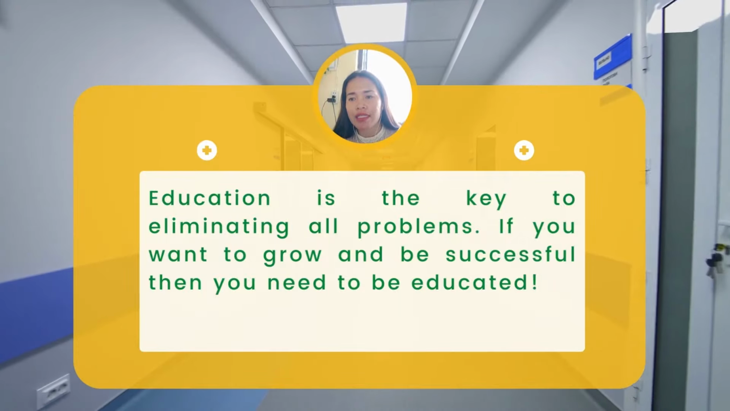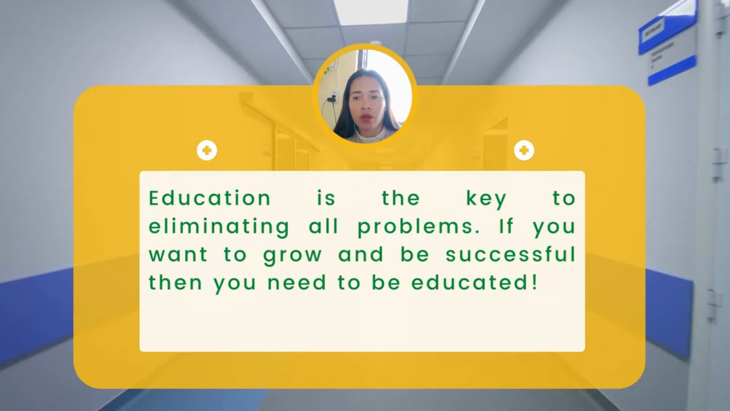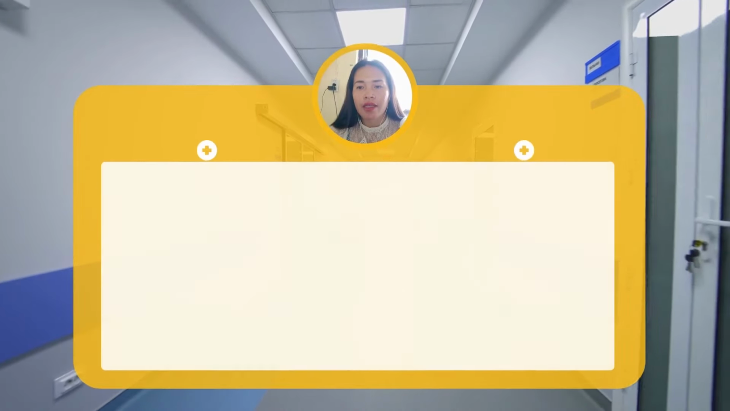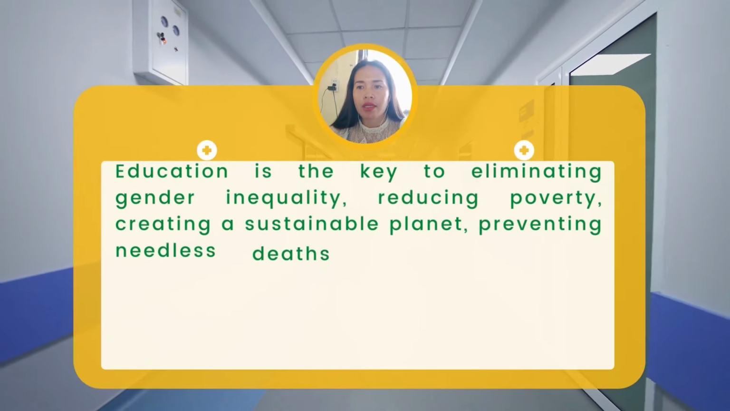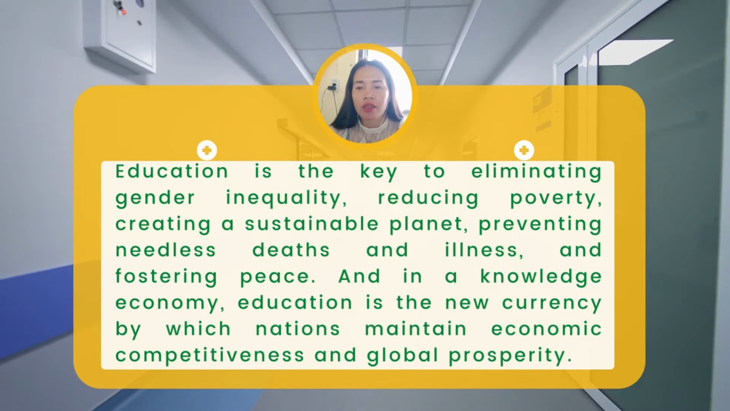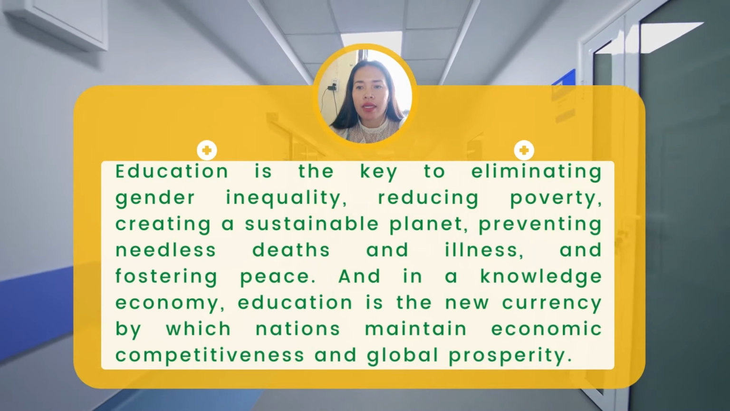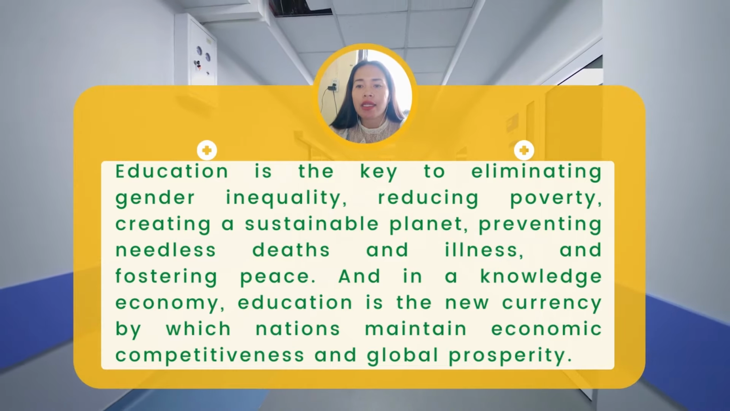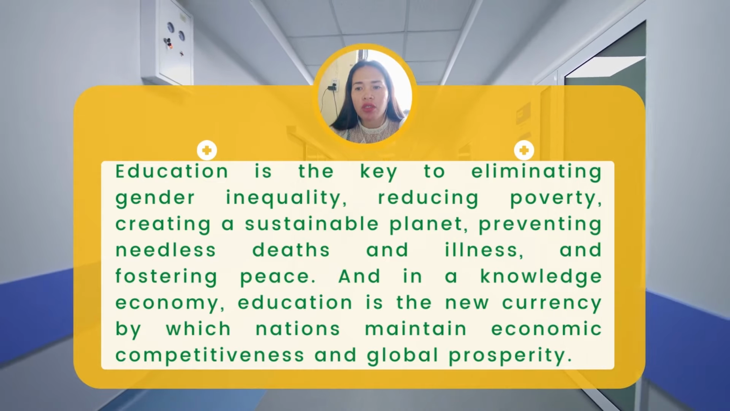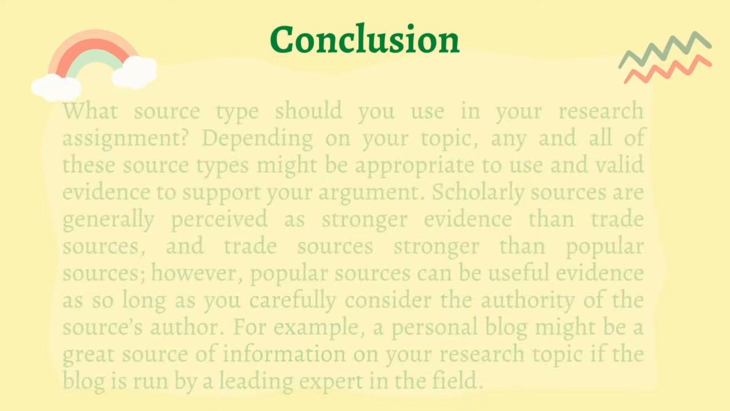Now, education is the key to eliminating all problems. So if you want to grow and be successful, then you need to be educated. And the second one is education is the key to eliminating gender inequality, reducing poverty, creating a sustainable planet, preventing needless deaths and illness, and fostering peace. And in a knowledge economy, education is the new currency by which nations maintain economic competitiveness and global prosperity.